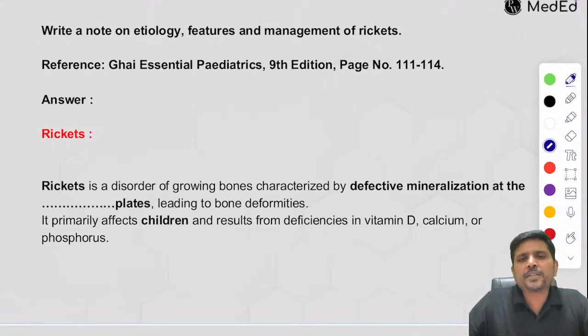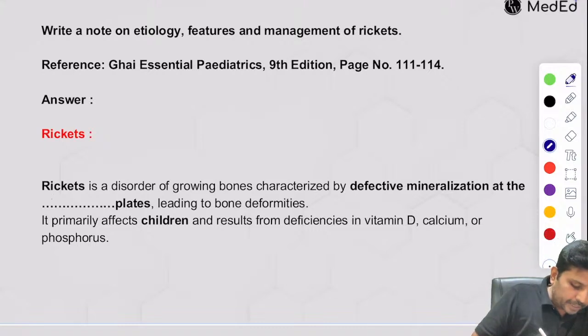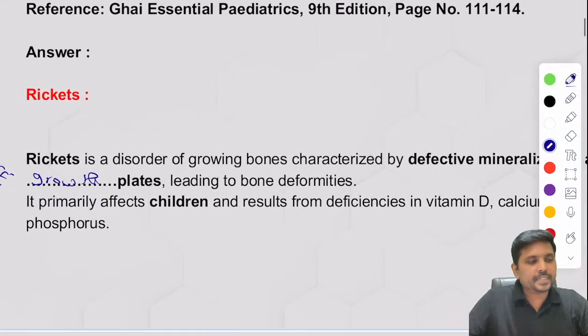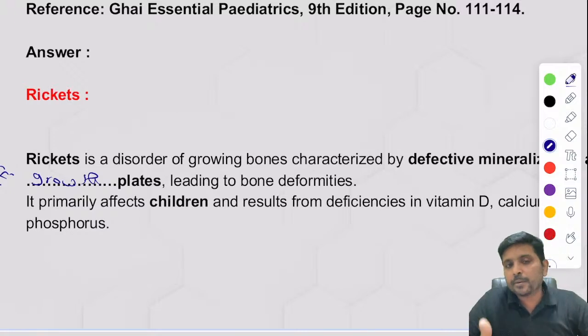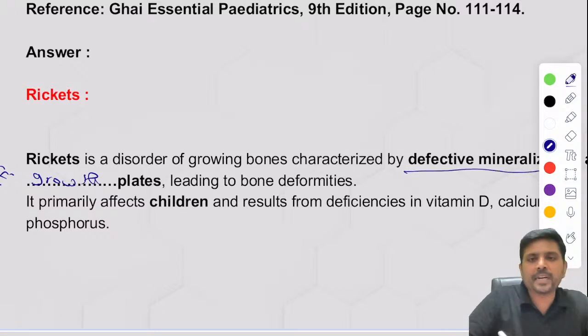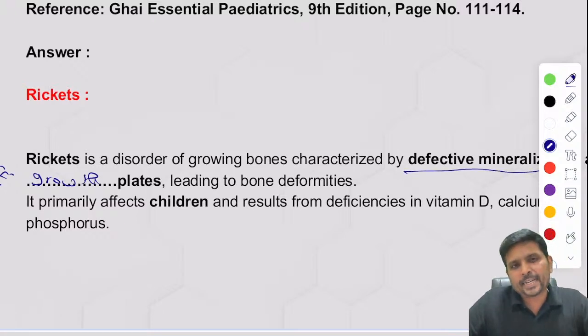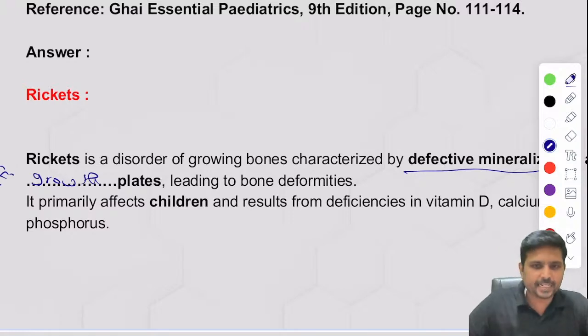When there is absence of vitamin D, there is defective mineralization of the growth plate. Rickets is a disease of vitamin D deficiency in growing bones, whereas osteomalacia is a disease of vitamin D deficiency in persons who have attained growth. So, rickets is a disease of children, whereas osteomalacia is a disease of adults. Remember, both are characterized by defective mineralization and both are characterized by diffuse osteoporosis.